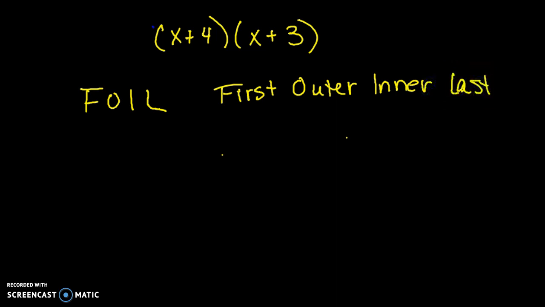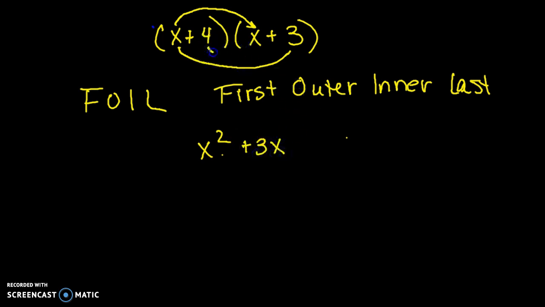All right, FOIL. What it means is we're going to take the first term of each of the binomials and multiply them together. So x times x is x squared. Our outer would be the two outer terms, meaning the 3 and the x. So these are the outers. So you would have x squared, then plus 3x.